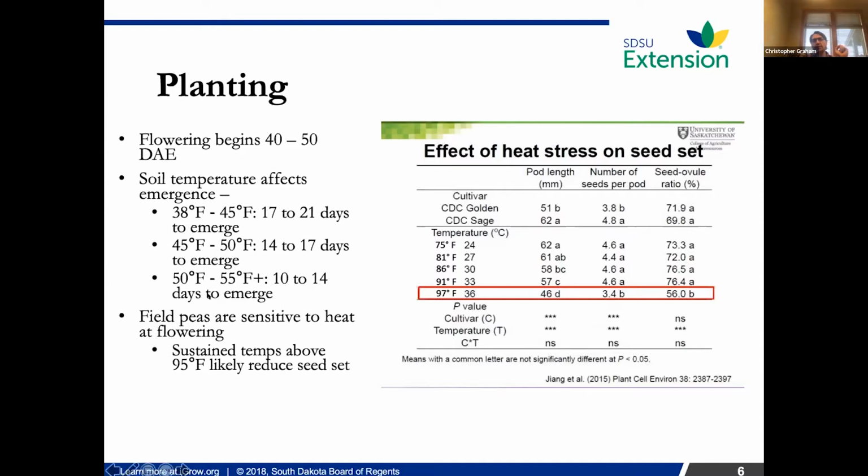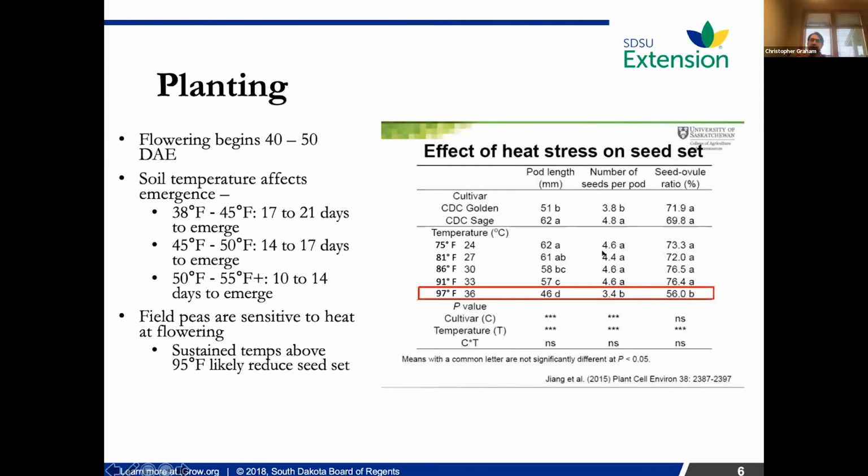So as I said, field peas are extremely sensitive to heat at flowering. And this study here shows, basically, they induced heat at flowering at different temperatures. And so you can see it's relatively insensitive until about 86, 90 degrees is where it really starts to stress the plants. And then you can see when they raise it to 97 degrees, the seed to ovule ratio is really the thing that we're looking at there. And that's basically the potential for the seed to produce. So they're saying 70% of the ovules were turned into seeds, whereas here it was reduced to just over half.